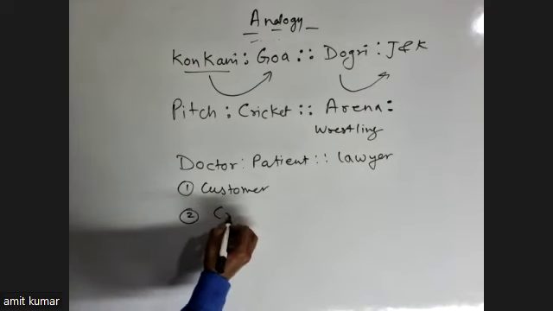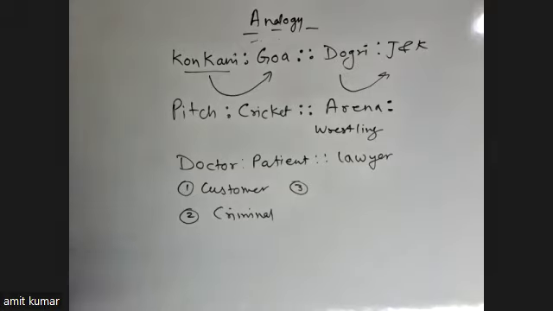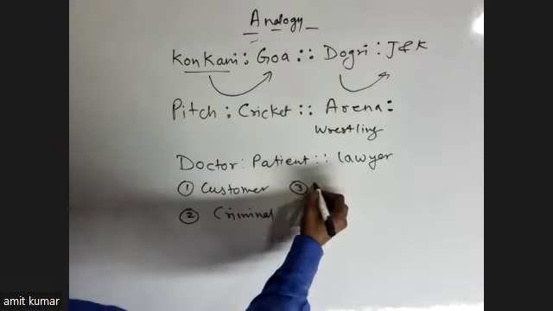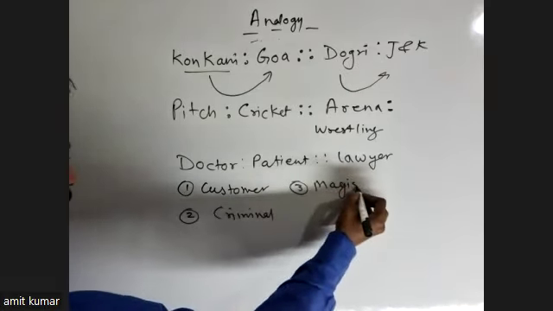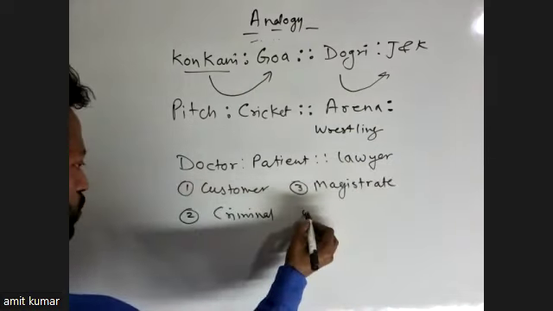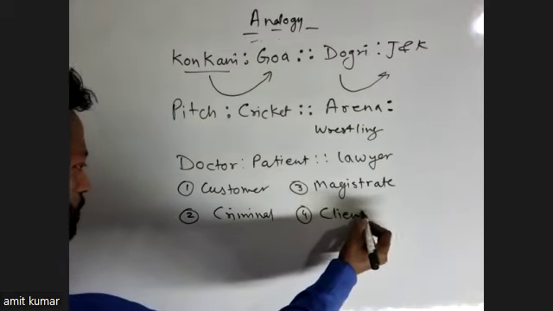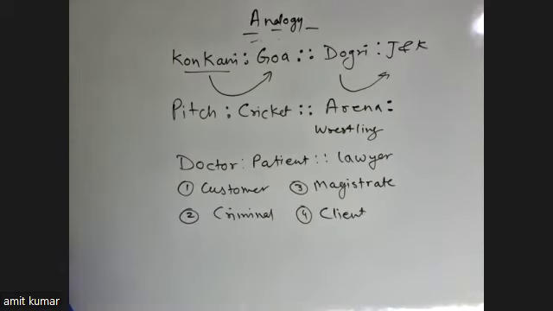Customer. Second, criminal. Third, magistrate. Fourth option is client. बताइए बेटा. Now it will be easy. Client. Very good. Client भी हो सकता है, बिल्कुल.